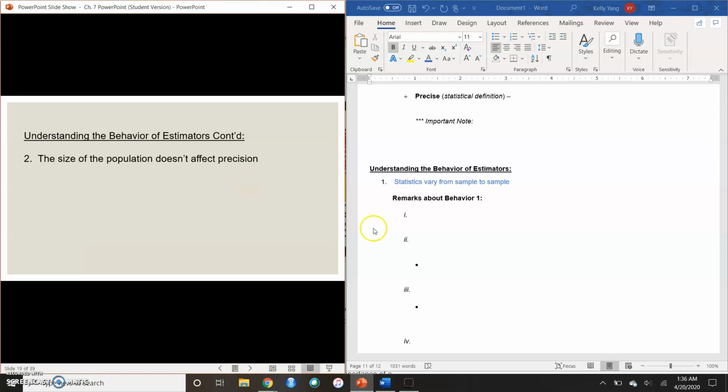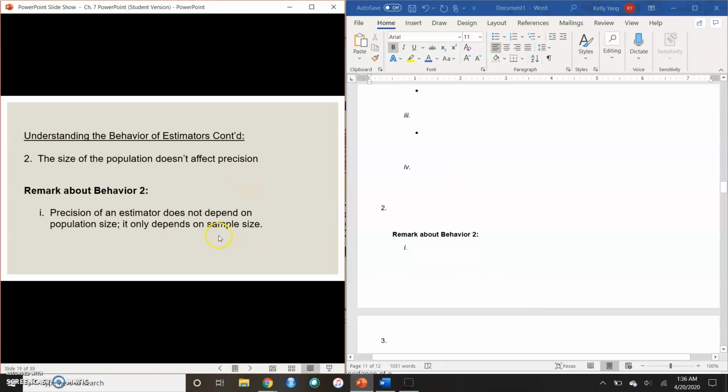Now the second behavior. The second behavior is that the size of the population doesn't affect the precision. So the remark about behavior 2 is that the precision of an estimator does not depend on the population size, it only depends on the sample size.